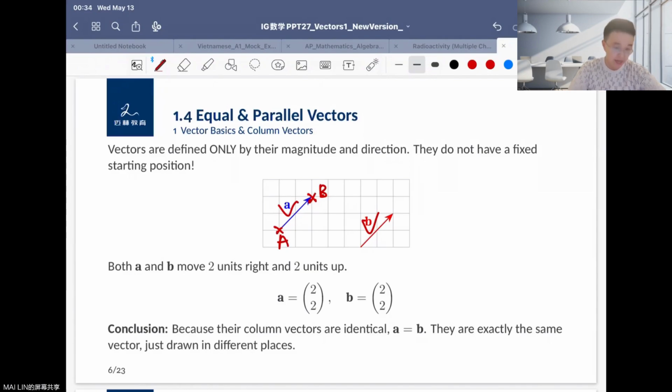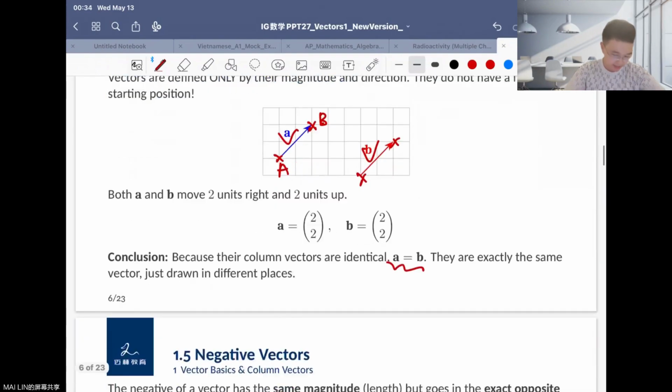Okay, so we can say vector A is (2, 2). And vector B is also (2, 2), because from the first point to the final point you just move right 2 units and up 2 units, right? So we can conclude that they have the same direction and the same magnitude. We can say the two vectors are equal, A equals B.